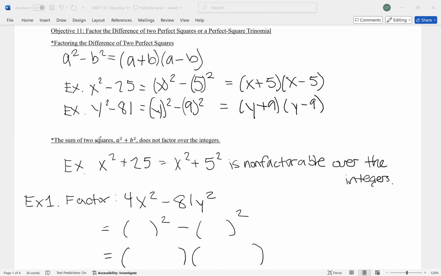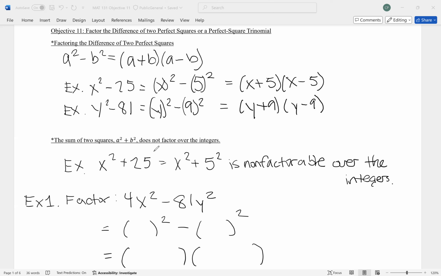We also want to make note that the sum of two squares, a squared plus b squared, does not factor over the integers, okay? So an example of that is if we had x squared plus 25, if we tried to break that up and have x squared plus 5 squared, it would not be factorable over the integers, okay?